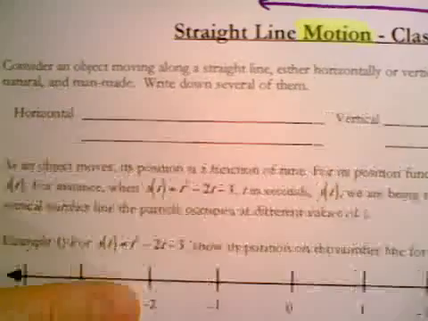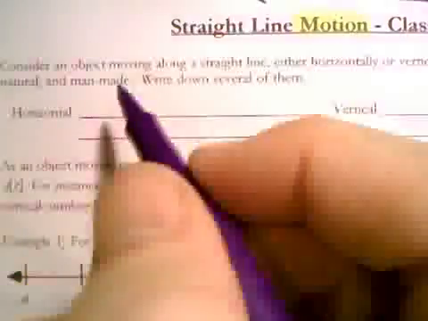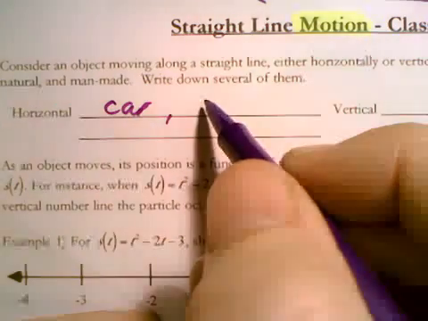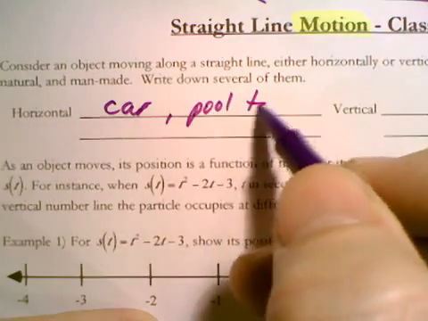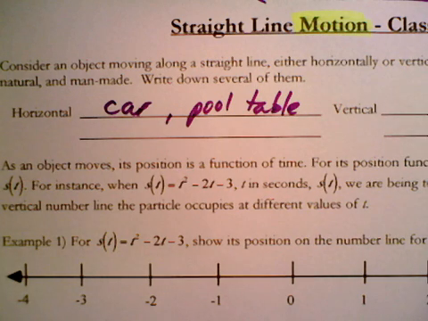In everyday life we have things that we see that move along a straight line. We talk about a car moving down the road, or even if you're playing pool, let's say on a pool table, we have different objects like the cue ball or any of the other numbers 1 through 15 that roll around the table and they go in a straight line.